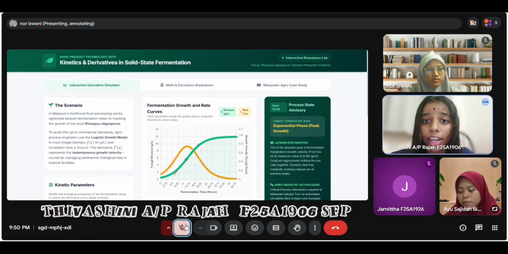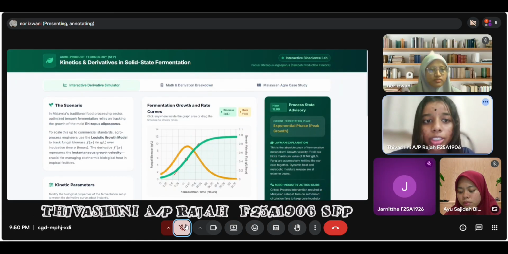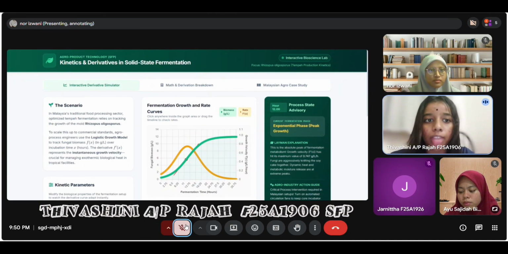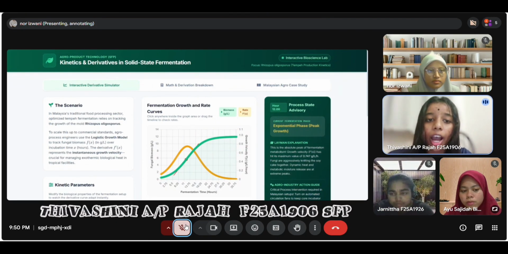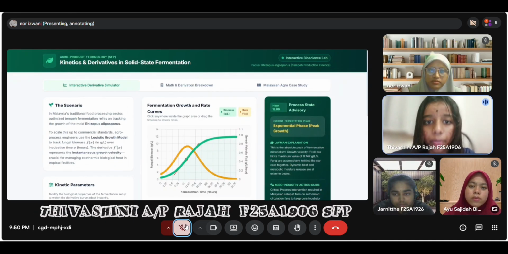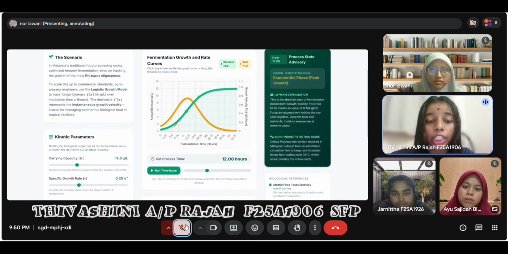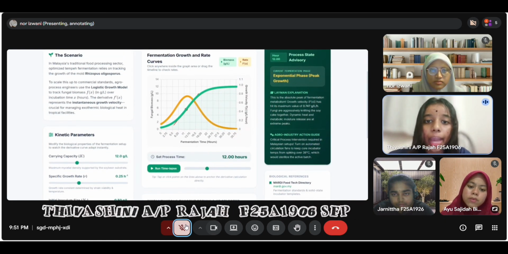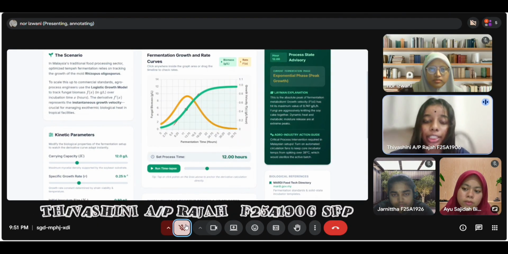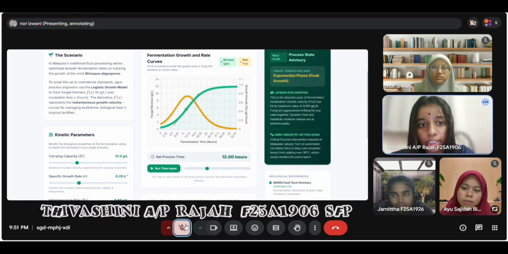Instead of learning only theory, users can interact directly with the simulator and observe how the graphs and growth patterns change instantly. In this project, we use Rhizopus oligosporus as our main example because it is commonly used in tempeh fermentation. We apply the logistic growth model to represent fungal growth during the fermentation process. Besides that, we also use derivatives to calculate the growth rate.